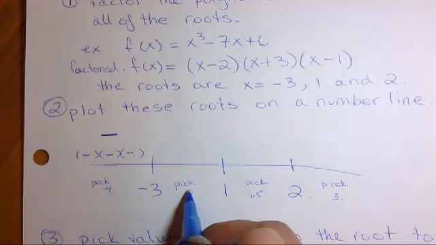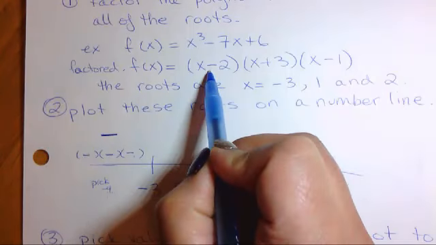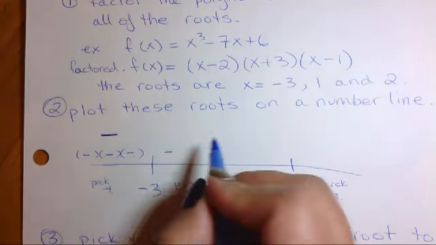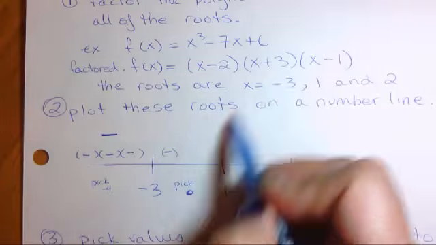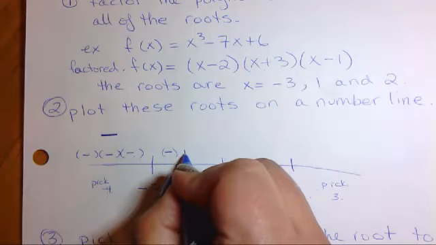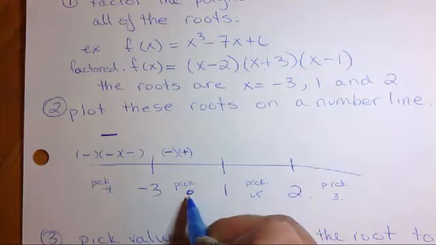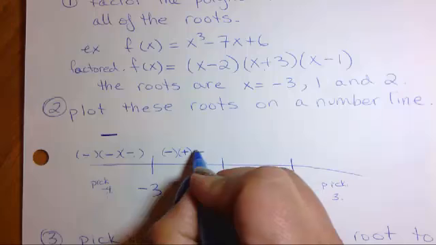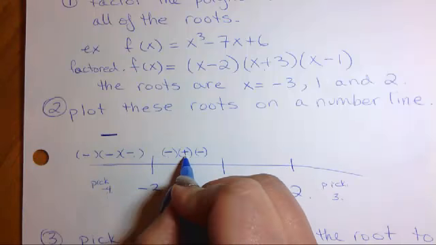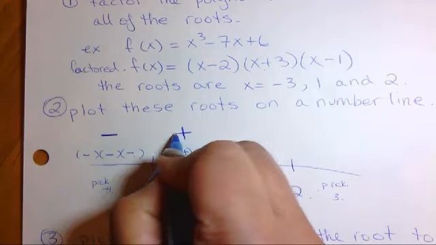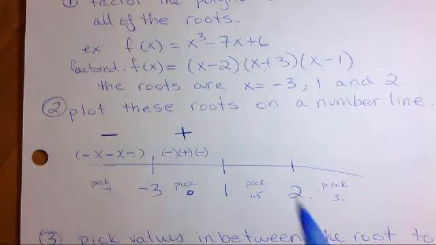Now here we're going to pick 0. Let's plug 0 into this first bracket. What do we end up getting? Well, -2. I just care about the negative. 0 into this bracket ends up giving us a positive number, +3. And 0 into this third bracket gives me a negative number. Now, negative times positive times negative equals positive. So that's what I end up with there.